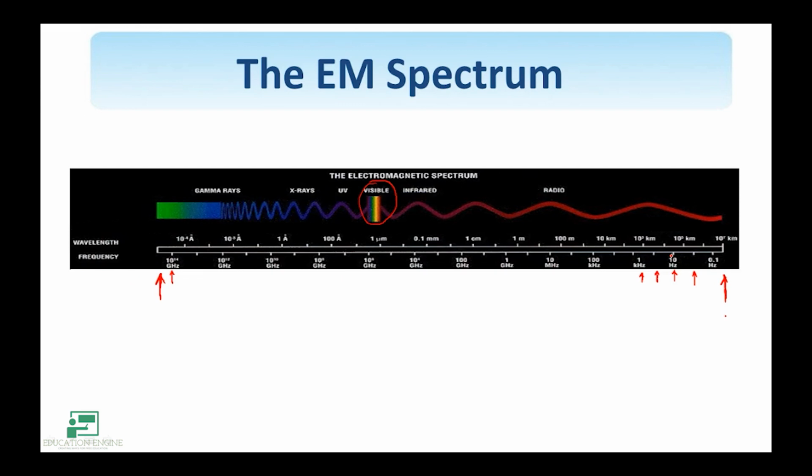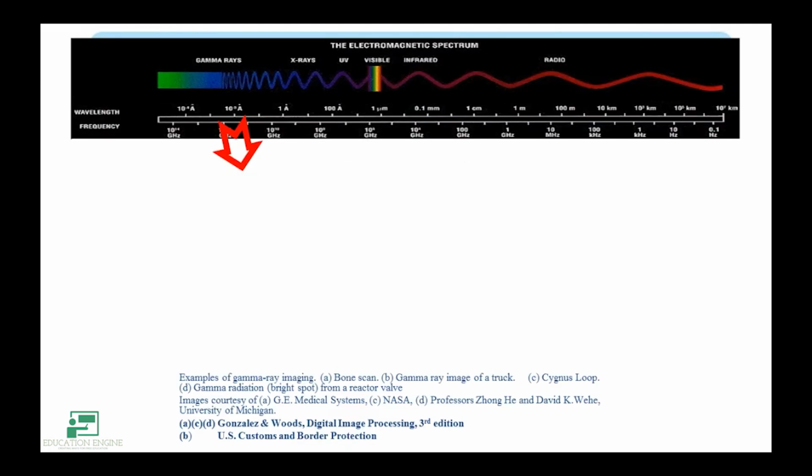And what we'll do next is just go through some representative examples when it comes to gamma rays, X-rays, ultraviolet, visible, infrared, all the way down to radio frequencies. Major uses of imaging based on gamma rays include nuclear medicine and astronomical observations. In nuclear medicine, the patient is injected with a radioactive isotope that emits gamma rays as it decays. Images are then generated from the emissions collected by gamma ray detectors.